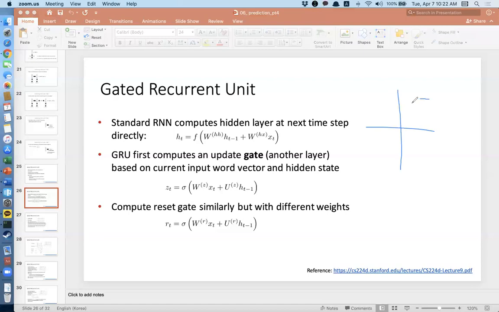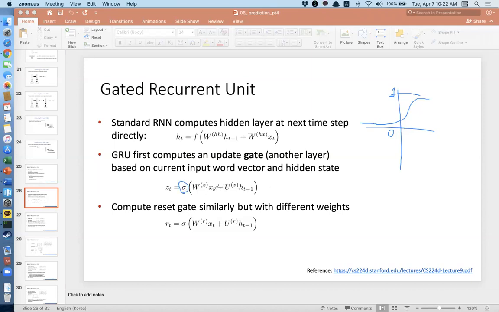Sigmoid function looks like this, with this being one and this being zero. So the sigmoid function basically forces the output, the activated value, to lie between one and zero. We want the gate to act as a gate: you let the previous information pass or not. So it's a binary thing, and that is why we're using the sigmoid function here.